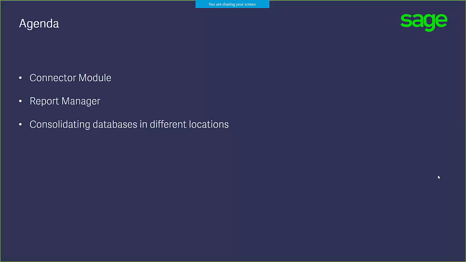So what I'd like to cover today: I'm going to show you how to create those connections in the connector module. Then I'm going to show you how to create a consolidation report for the financial report designer and how you can use that. Finally, I'm going to give you screen dumps and explain how you can consolidate databases for the financial report designer from different locations. So we'll take you through that at the end.